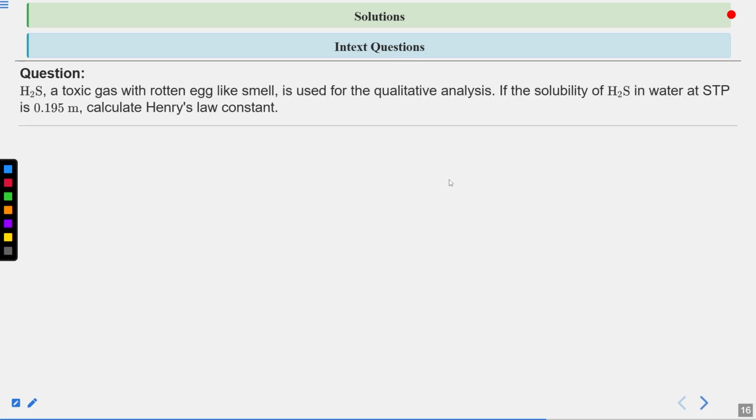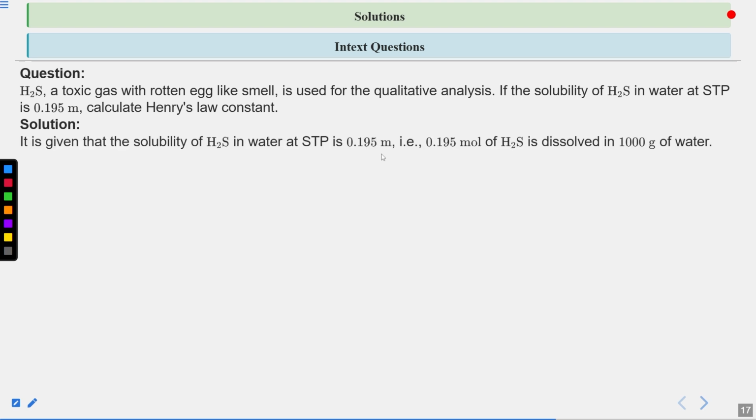H2S is a toxic gas with a rotten egg-like smell, so it is used for qualitative analysis. But if the solubility of H2S at STP is 0.195 molar, then calculate the Henry constant. How will we do it?